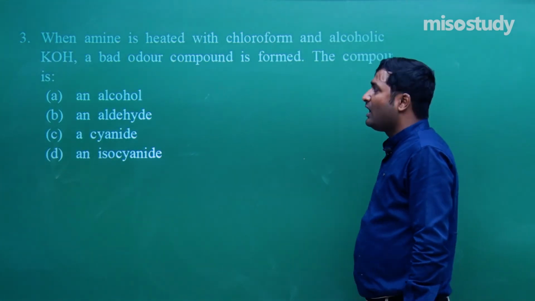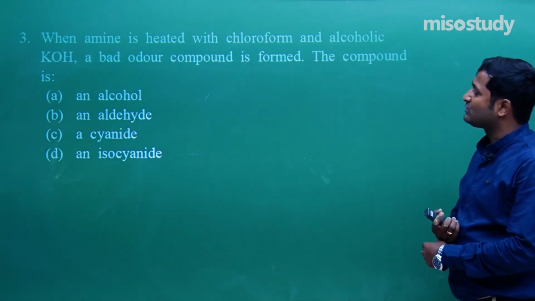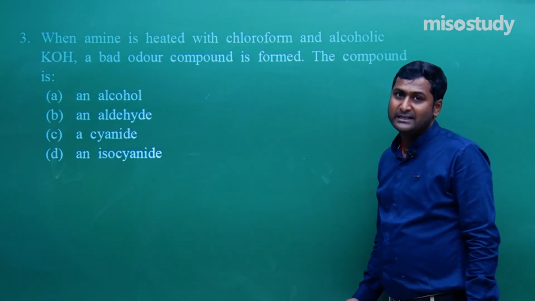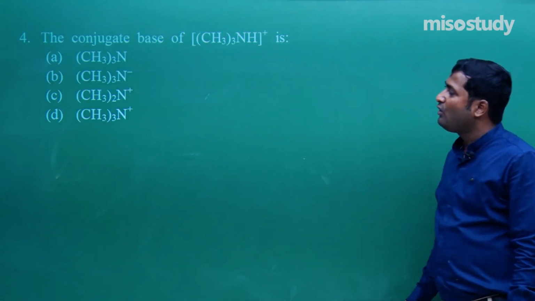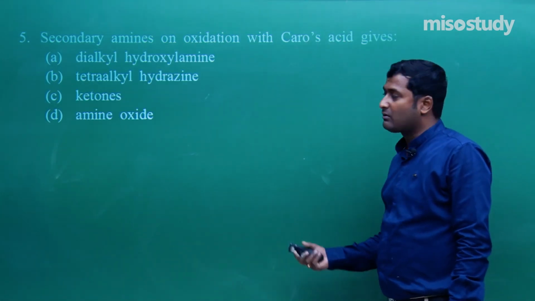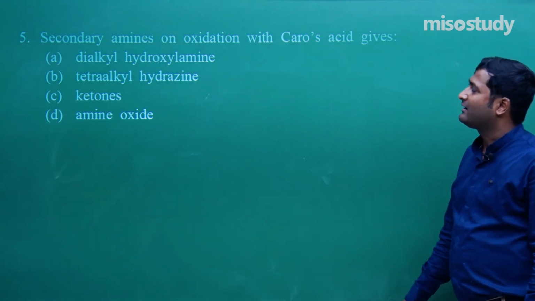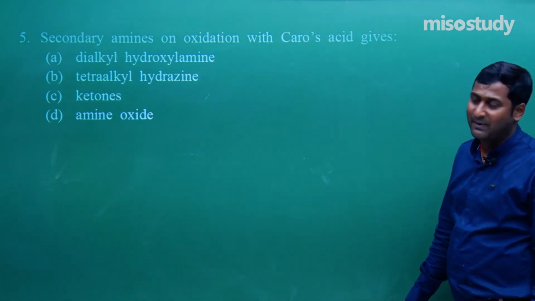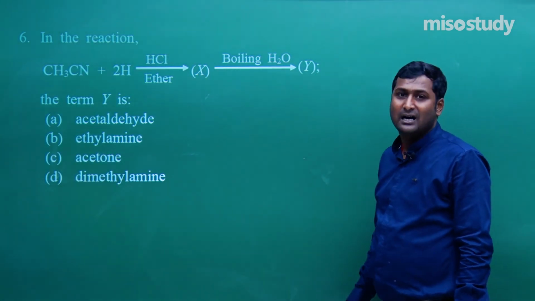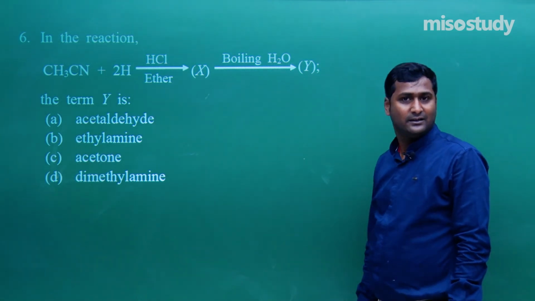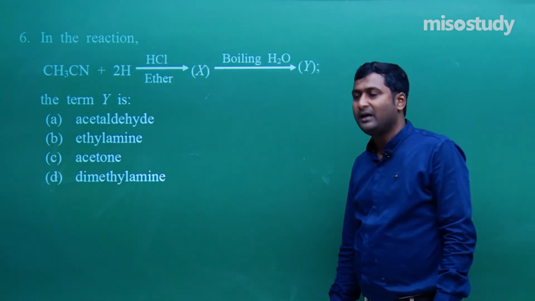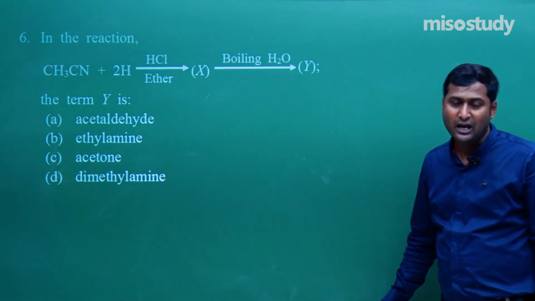For question number 3, we know what will happen in this case. There is a formation of isocyanide. For question number 3, D is the correct option. For question number 4, that is CH3 whole thrice, and A is the correct option. For question number 5, that is secondary amine of dialkyl hydroxylamine, A is the correct option. For question number 6, A is the correct option, that is acetaldehyde. Clear? Still, if you have any doubt, you can easily approach me regarding any solution or any questions.